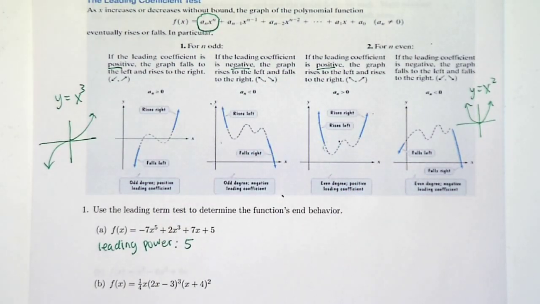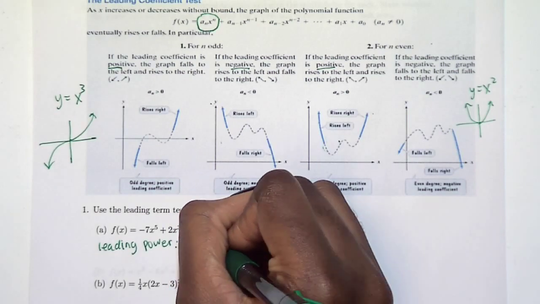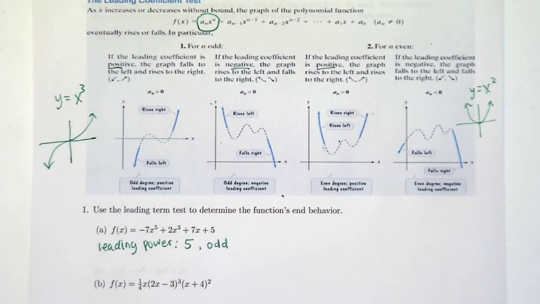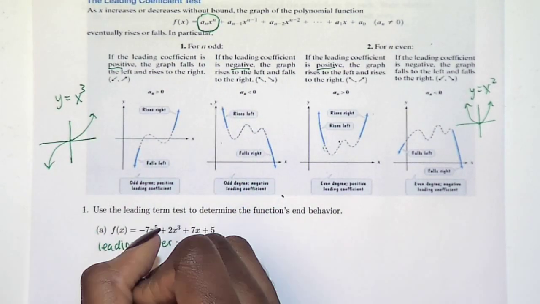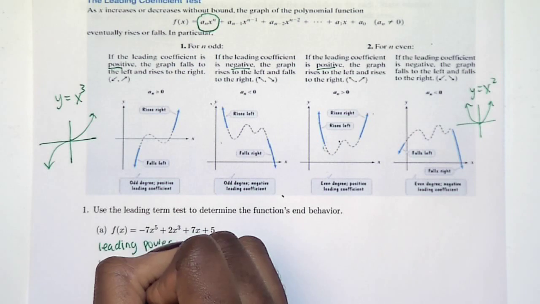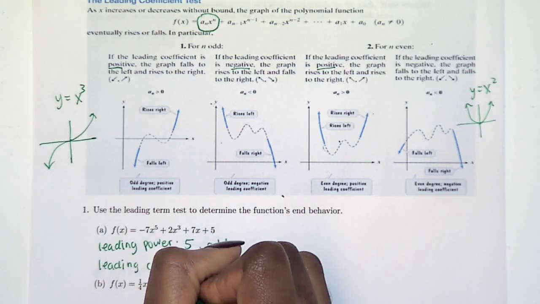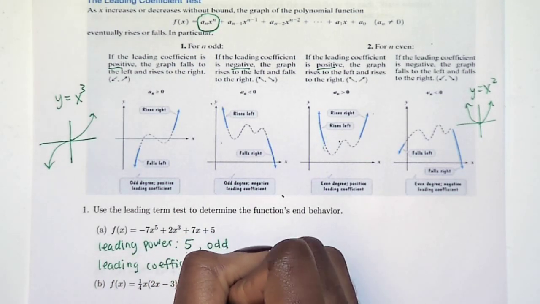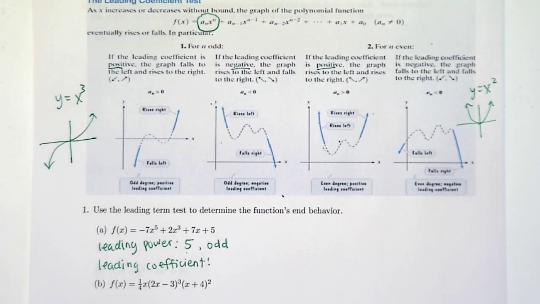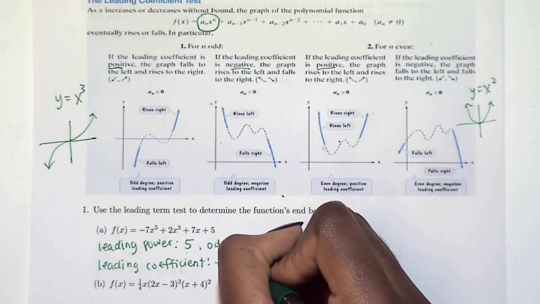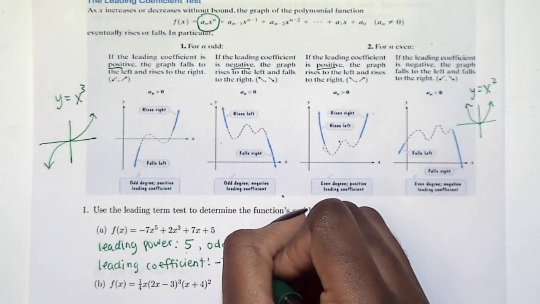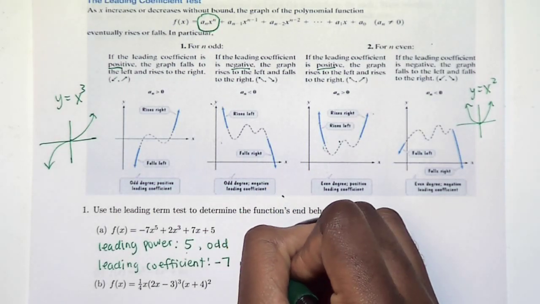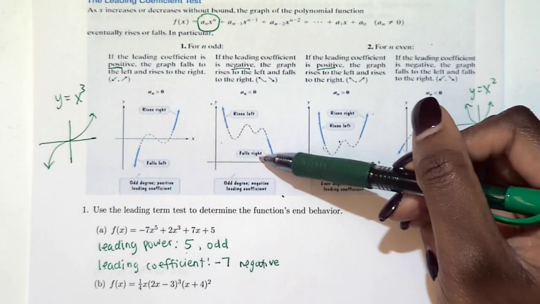And is 5 an even or odd number? It's an odd number. So that's going to tell us we're going to be in this category. Our power is odd. Then we want our leading coefficient. Our leading coefficient that goes with our big power is -7, and that is a negative number. So that tells us we're in this category.